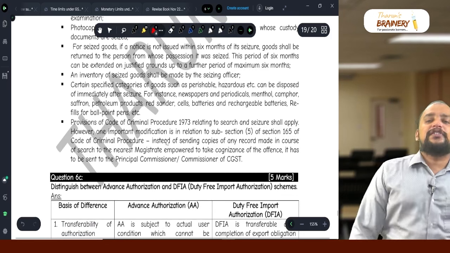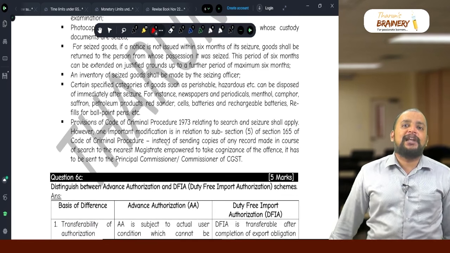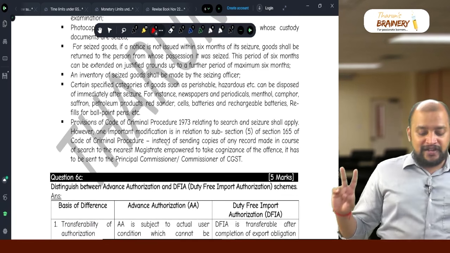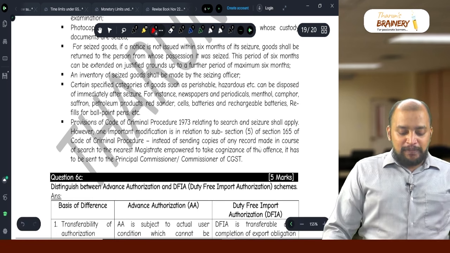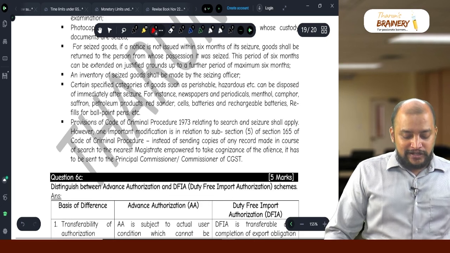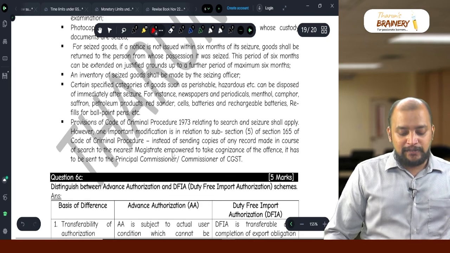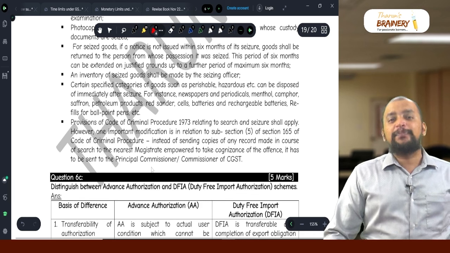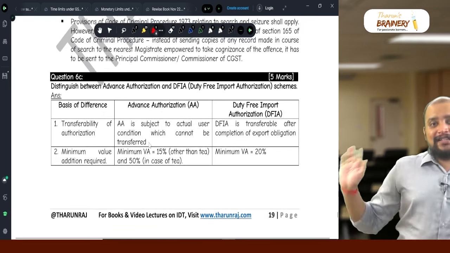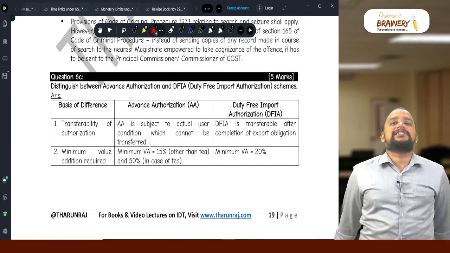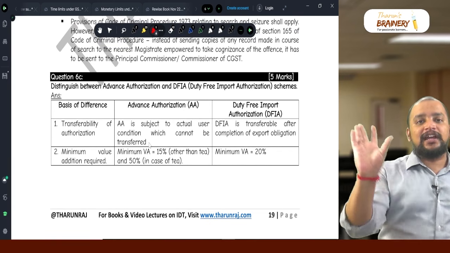And the provisions of the Code of Criminal Procedure will be applicable, except that instead of sending the copies of any record in the course of such search to the nearest magistrate, they are sent to the principal commissioner. Okay, that's the difference. Then last question, definitely those who attended rocket revision can write.